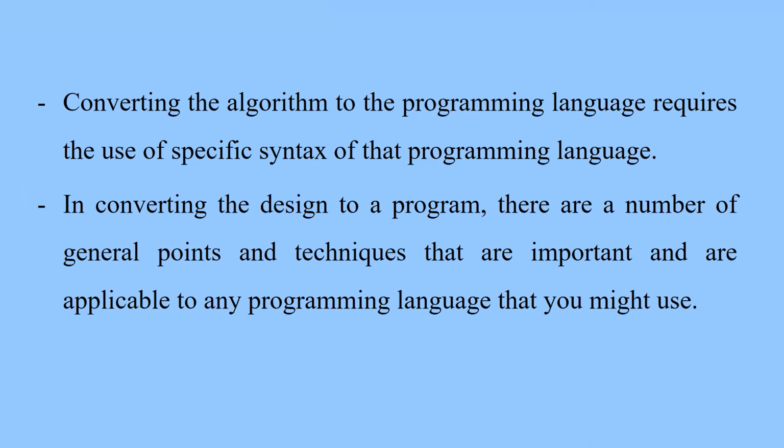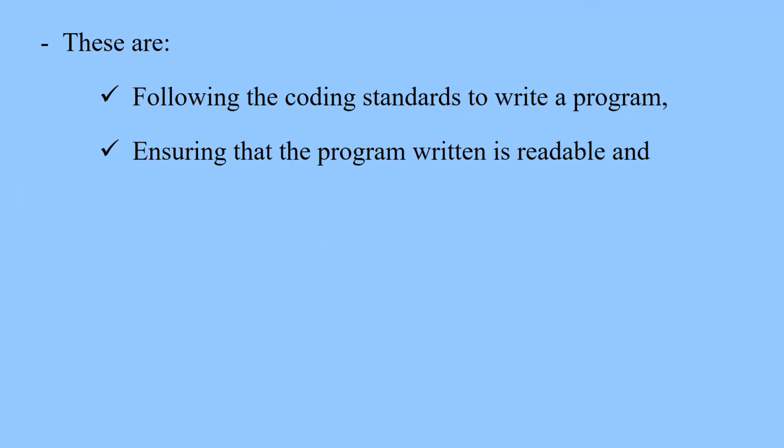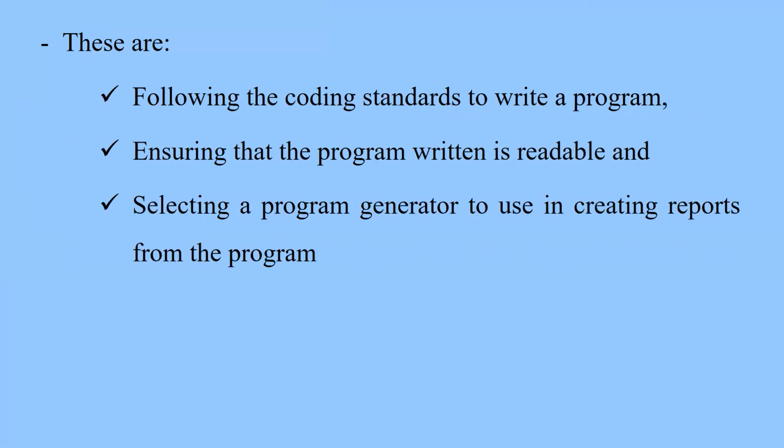So in converting the design to a program, there are a number of general points and techniques that are important and are applicable to any programming language that you might use. These are, number one, following the coding standards of that language to write a program. Number two is ensuring that the program written is readable. And number three is selecting a program generator to use in creating reports from the program.